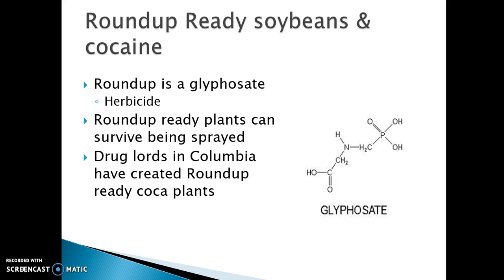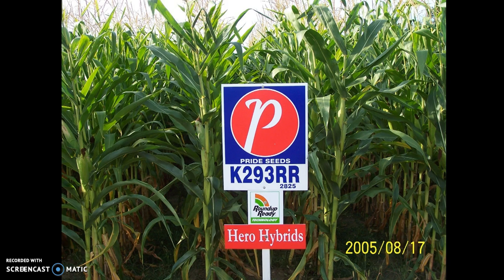Another example is Roundup Ready soybeans and cocaine. They have inserted the Roundup Ready gene into the cocaine and soybean plants. So when you spray Roundup on them, they do not die. This is just showing you a little picture of that.